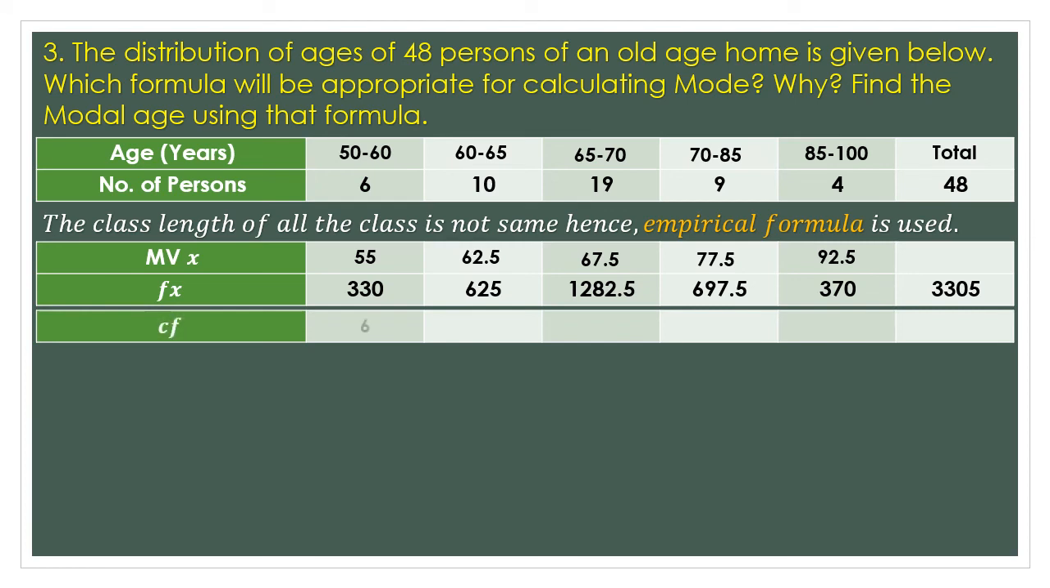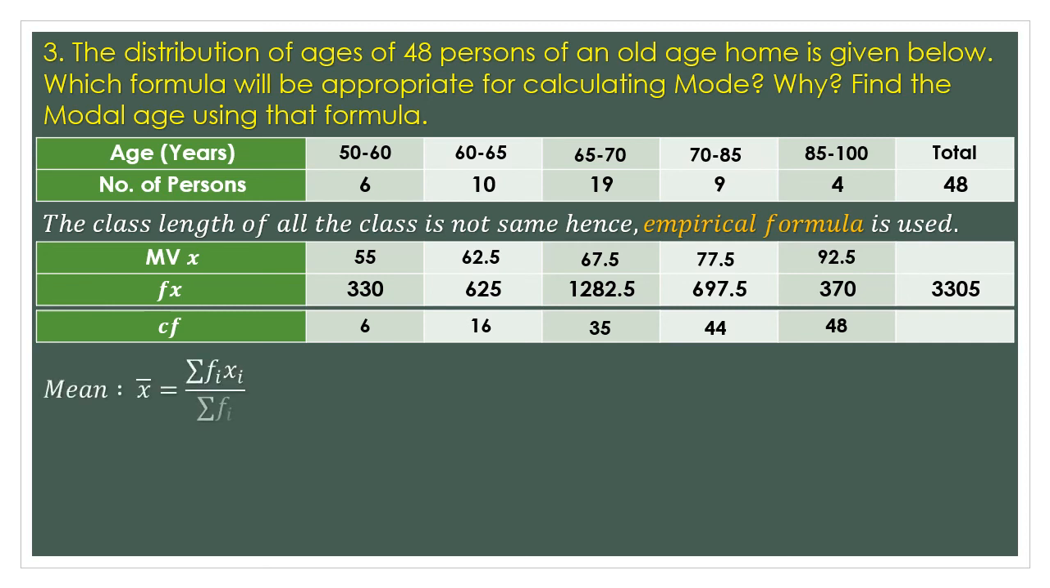Then I also have to create a row for the cumulative frequency, which is adding up all the frequencies one by one. 6 plus 10 is 16, plus 19 is 35, plus 9 is 44, plus 4 is 48. So that's the total frequency. Always compare the last CF with the total frequency to check whether our answers are correct or not. That way you can verify your answers properly.